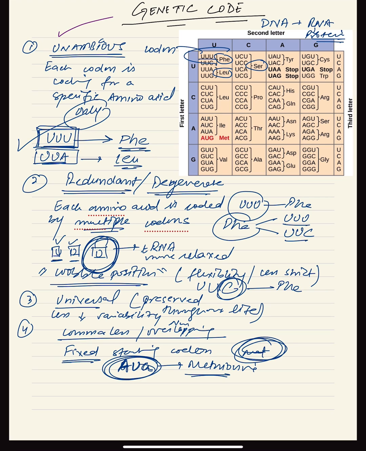Okay, it is unambiguous. That means each codon is specific for an amino acid, and we saw how in this table. And then it is redundant and degenerate, which means that each amino acid can be coded by multiple codons, which basically prevents point mutations. Even if a mutation occurs on the third position, which is a wobble position, that allows flexibility, and it can usually be a silent mutation without affecting the protein synthesis itself. Then it is universal, preserved throughout the life of the person, and it is also non-overlapping and commaless.